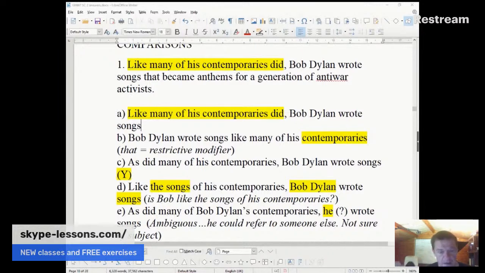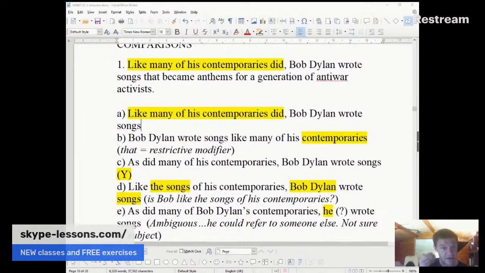and it's also why B is wrong. And I want you to notice that the that is a restrictive modifier. What do I mean by that? The that is a relative pronoun. It starts a relative clause. What kind of relative clause? A defining relative clause, a restrictive relative clause. It defines contemporaries, the contemporaries that became anthems. And we don't want to say that. We want to say the songs that became anthems and not the contemporaries that became anthems.